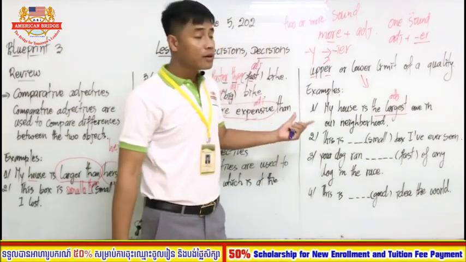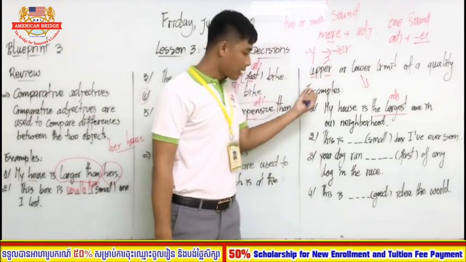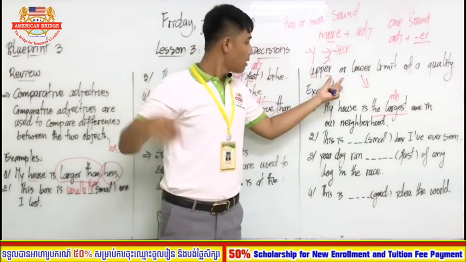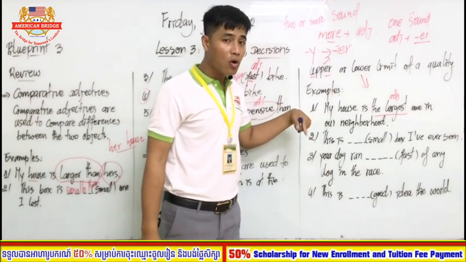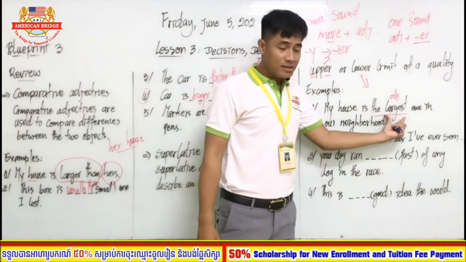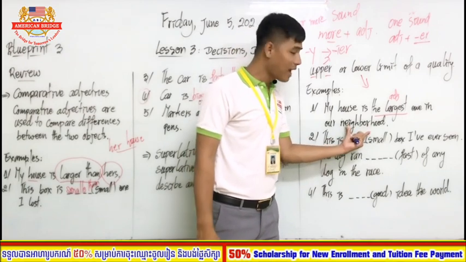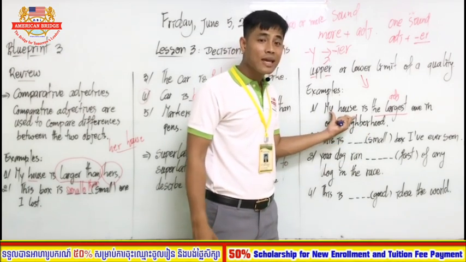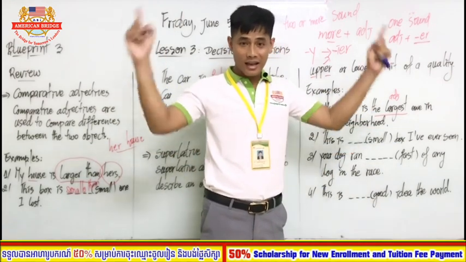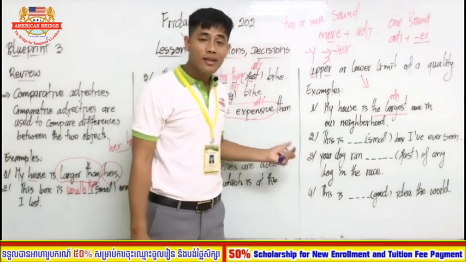This we call superlative adjective. We describe an object which is at the upper or lower level or lower quality. Here, largest one in our neighborhood. So in this location, my house is the largest. It's the largest. Now you got this? Okay, let's go to the second example.